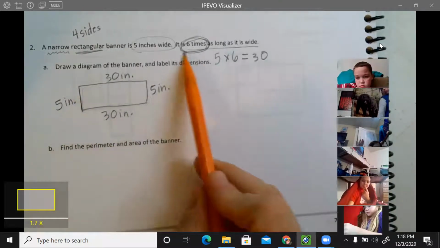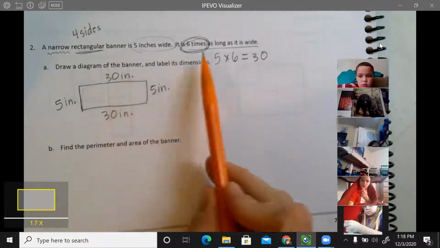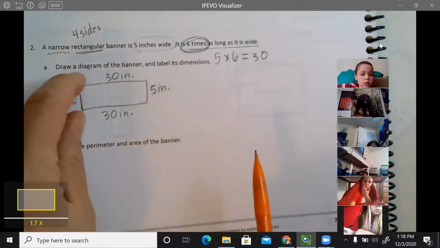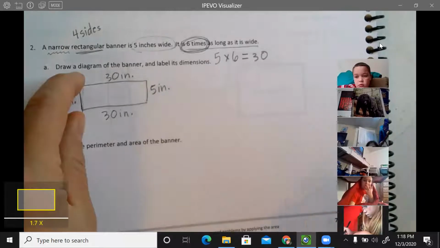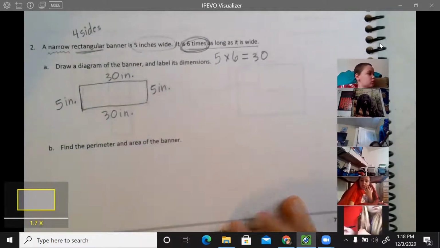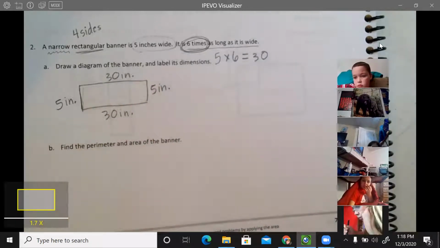No. Look at our drawing. It was 6 times 30 inches, 6 times as big. So that means we would take one of these sides, and just like in the video, she used the little cubes. We would put 6 of those in a row to get a 30-inch length. Okay, so now we need to find the perimeter.